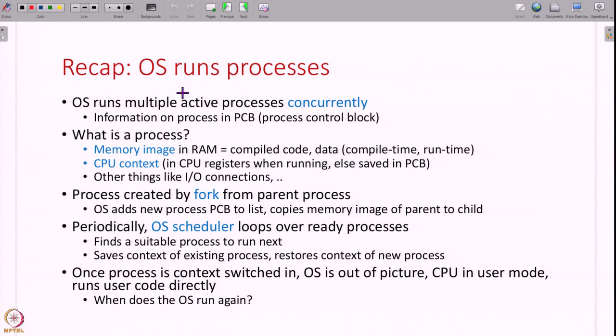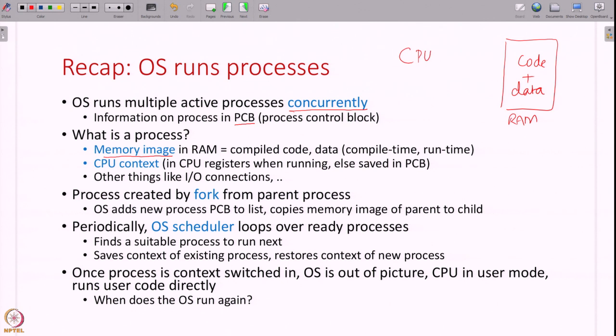So, this is a recap of what we have seen in the previous lecture of how processes are run by the operating system. We have seen that the OS runs multiple active processes concurrently. It maintains all the information about a process in a data structure called the PCB, and it periodically goes over the list of PCBs and finds processes to run. And we have also seen that a process is defined by a few things like its memory image. In the RAM there is the code and data of a process along with stack and heap and everything, and this is called the memory image.